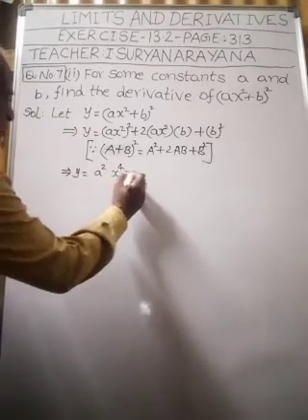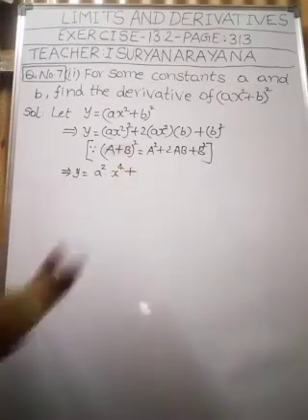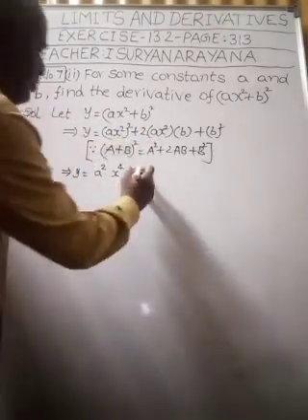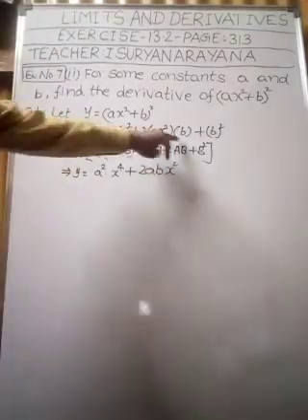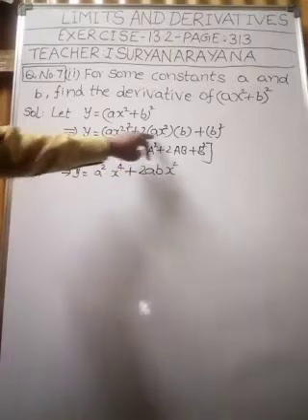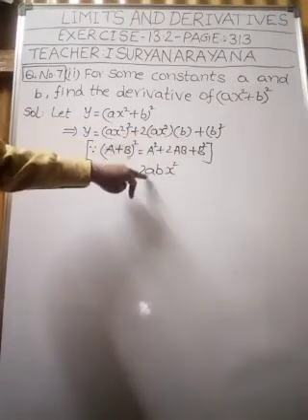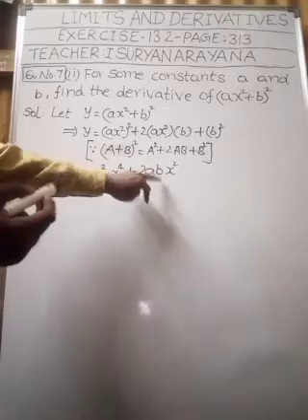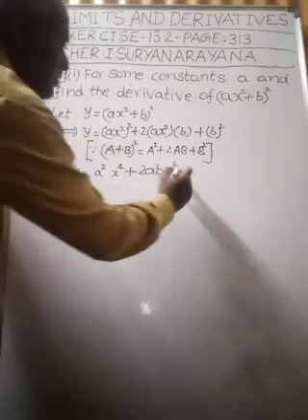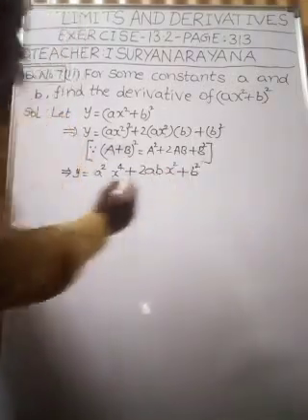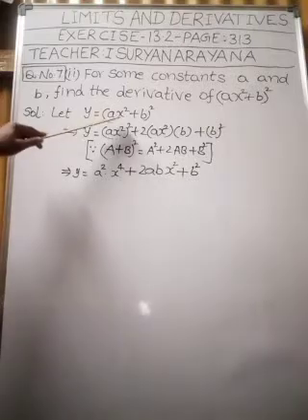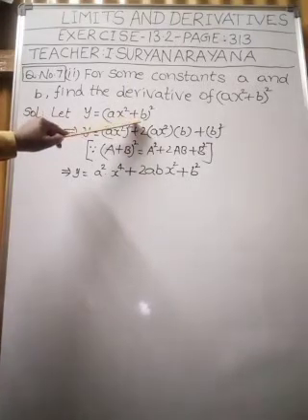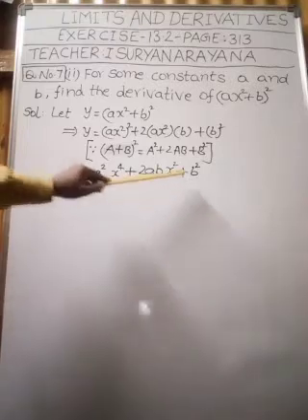Plus 2ab x square. Understood the second term? This is the second term. By simplifying this term, we get 2ab x square. Plus b square. That is the third term. We got these three terms. We expanded this algebraic expression, then we got these three terms.